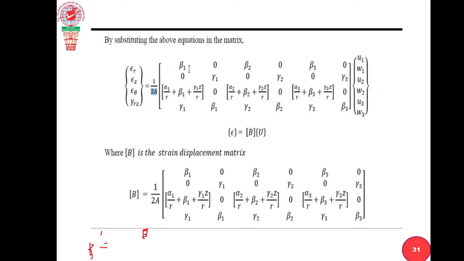Beta 1, 0, beta 2, 0, beta 3, 0. Correct. Like this, all this becomes a column. Again, second row becomes column, third row, fourth row. Like that you have to write it. Correct?